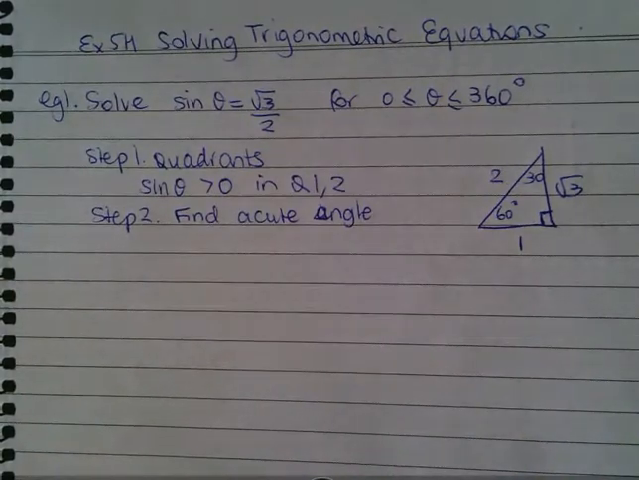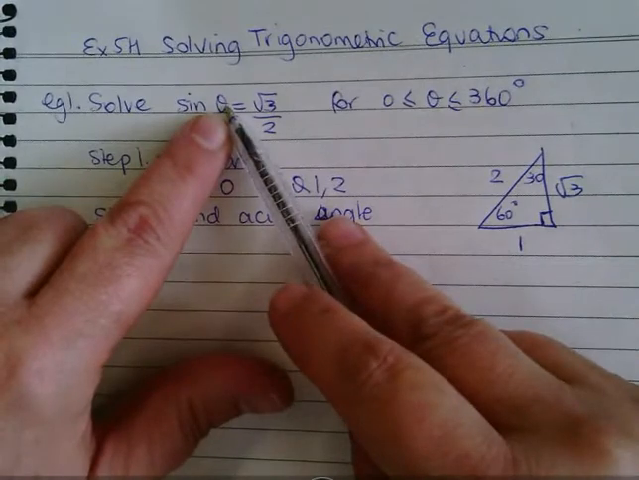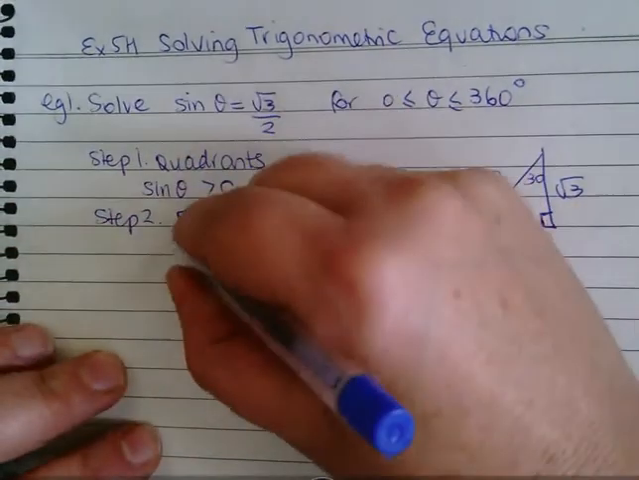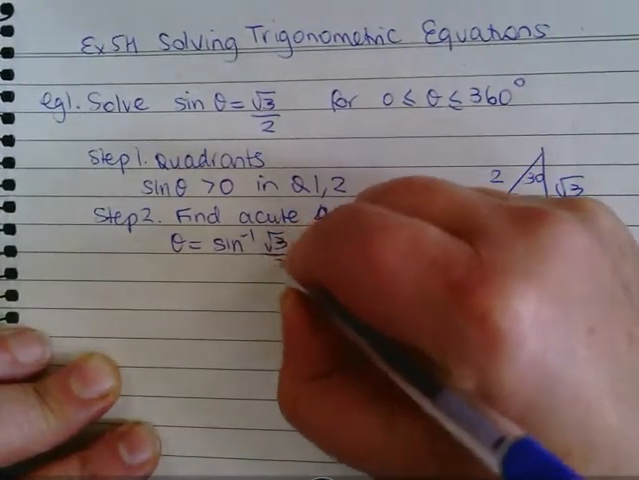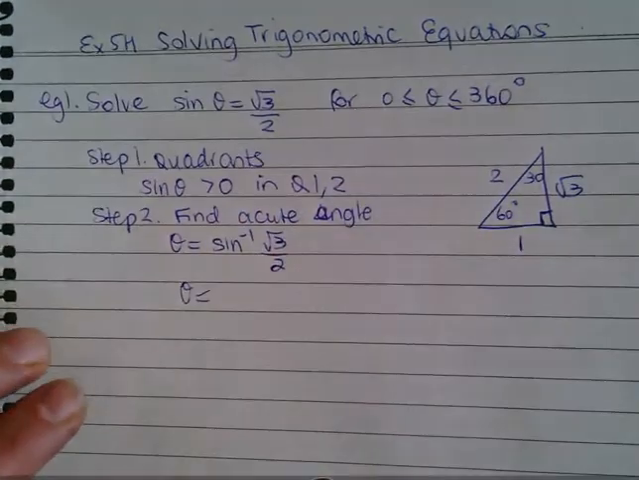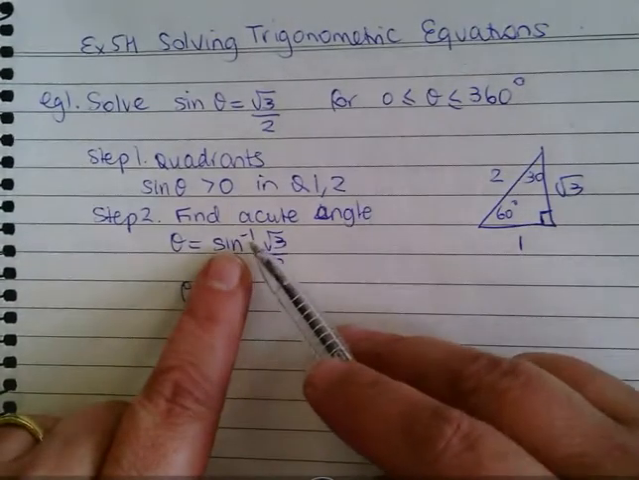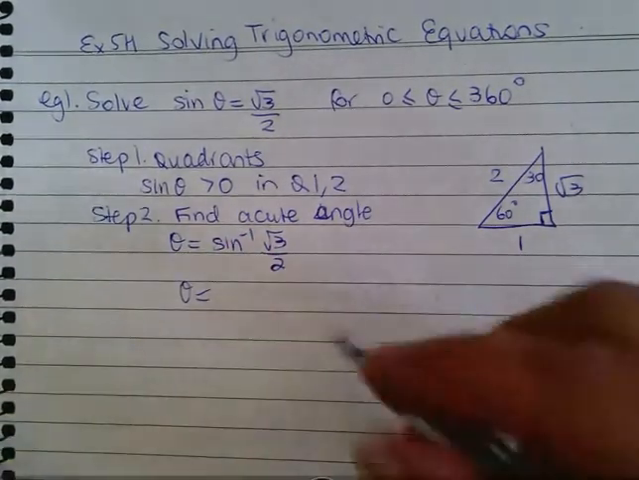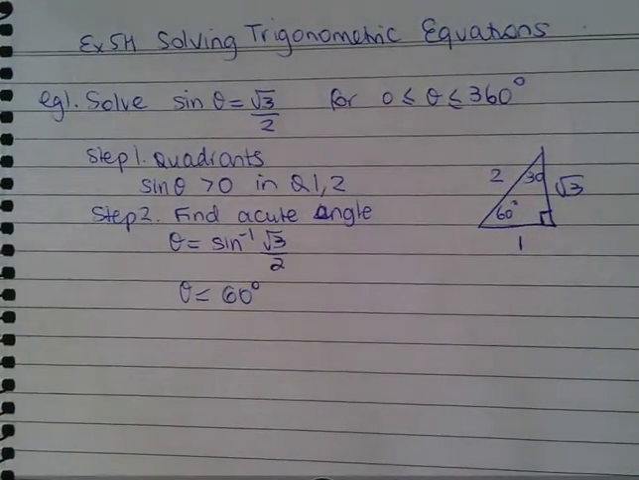If you can't do that, how do you use your calculator to find the angle? Don't you go theta is shift sine to the -1 of that? Come on, find it. If you go shift sine √3 on 2 on your calculator, you're going to get 60. So now we're going to draw the picture.